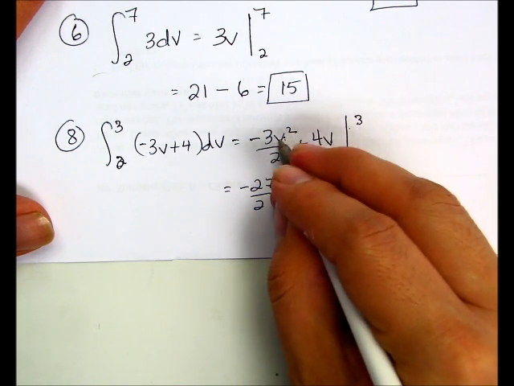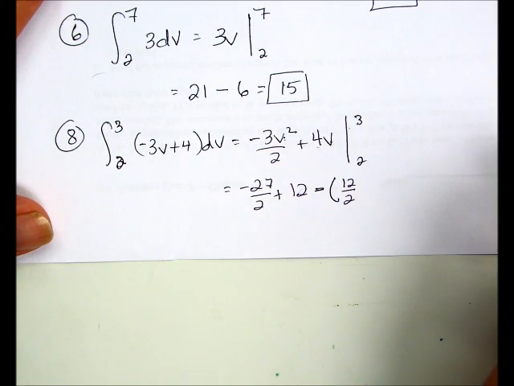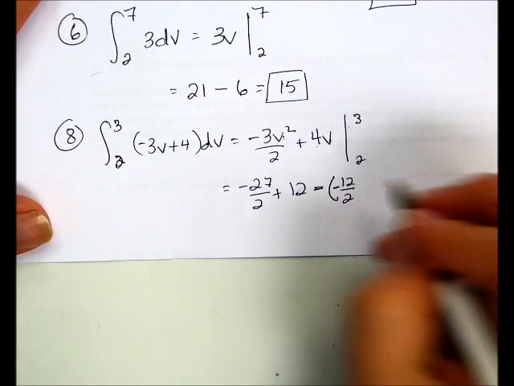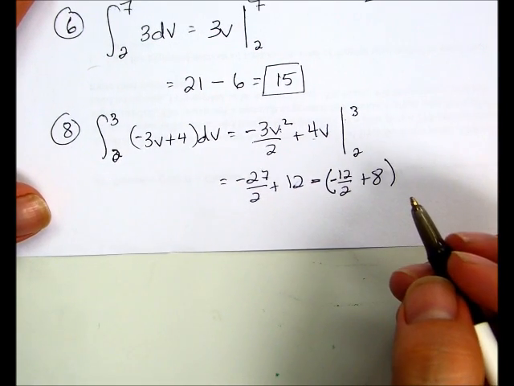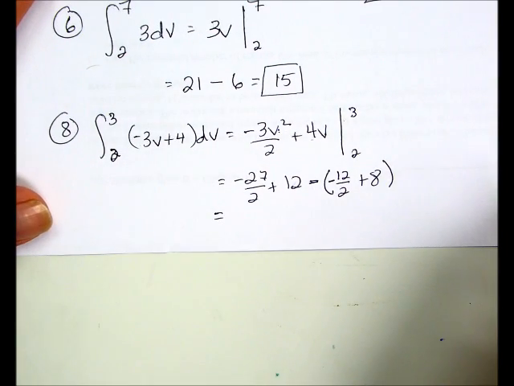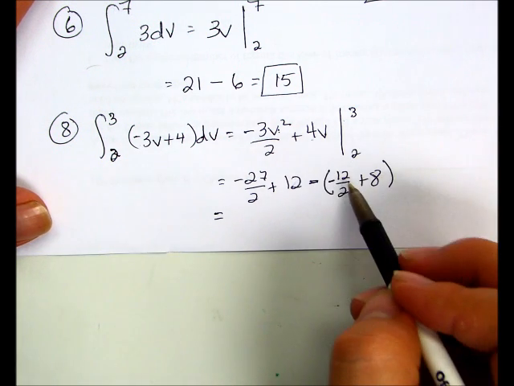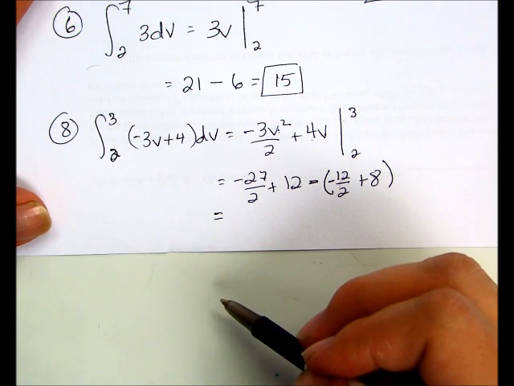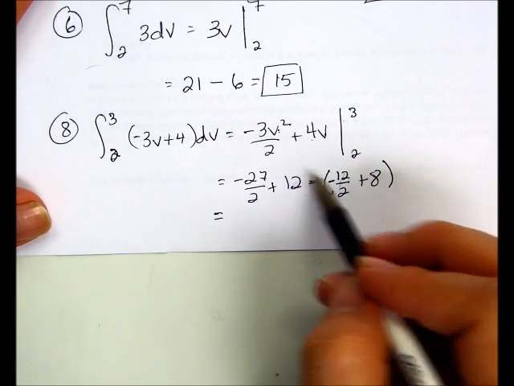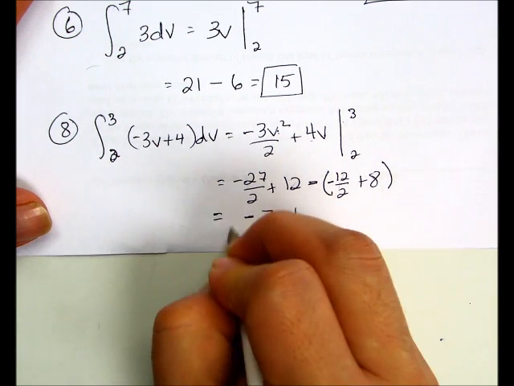plug 2 in here, we're going to get 4, which is going to give us negative 12 halves, plus 8. Don't forget to distribute your negative in there, although you can just take this as 6 and then subtract will be 2. Do all the simplifying, and I believe you're going to get negative 7 halves.